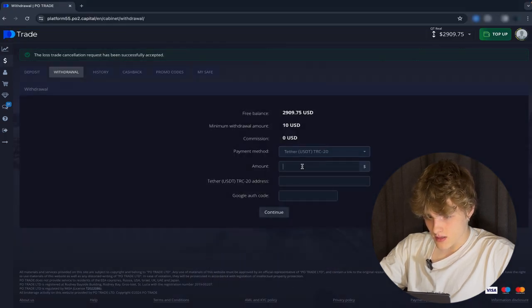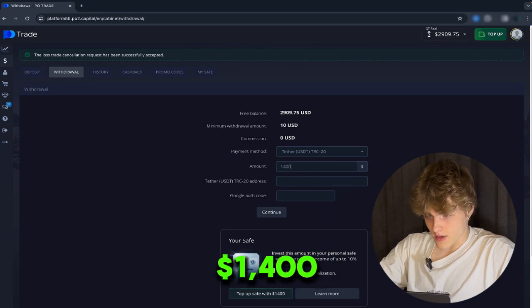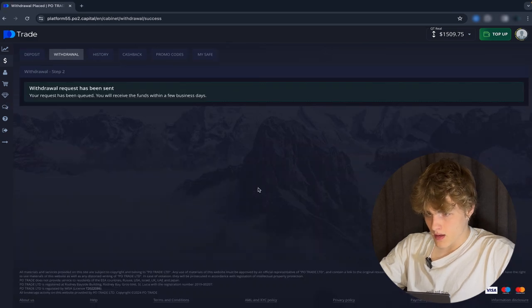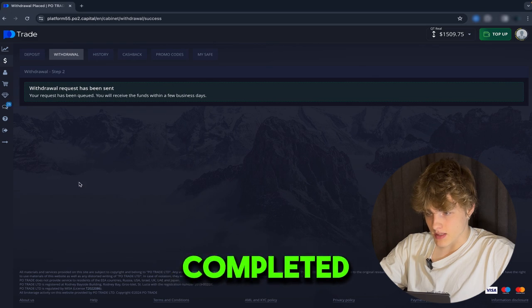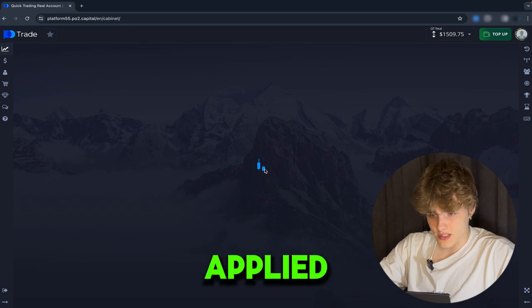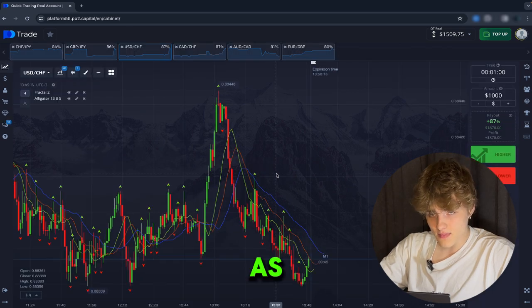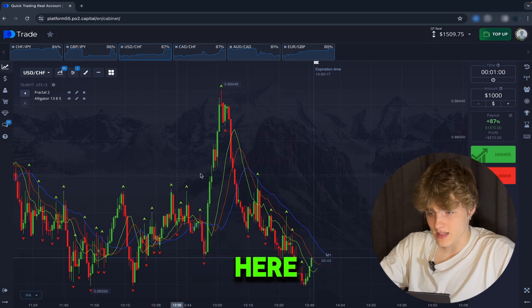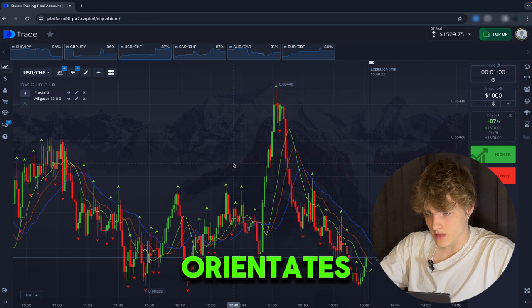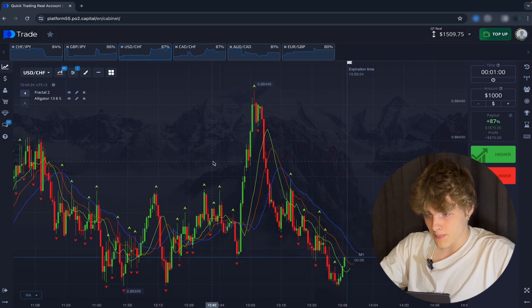Select the wallet. $1,400 for withdrawal. Our operation is successfully completed. Today's trading session was a success using the applied indicators. As you can see, there's nothing complicated here. The key points are understanding price movement and being correctly oriented in your trading.